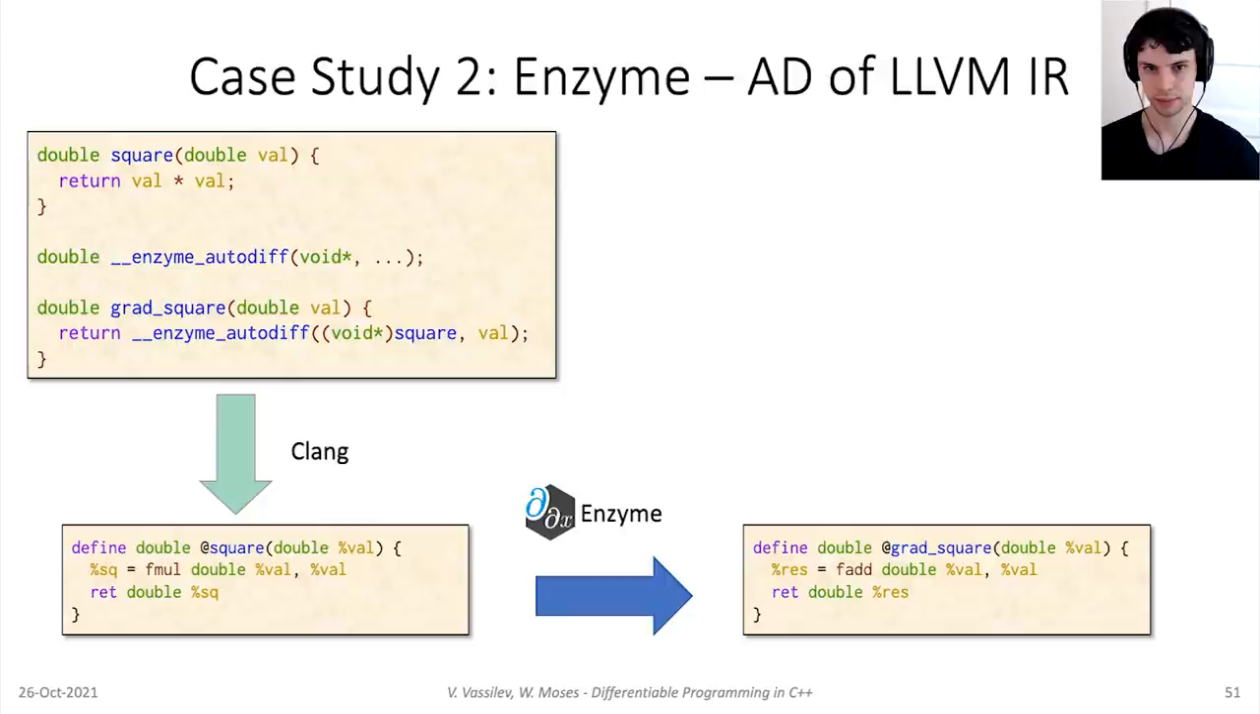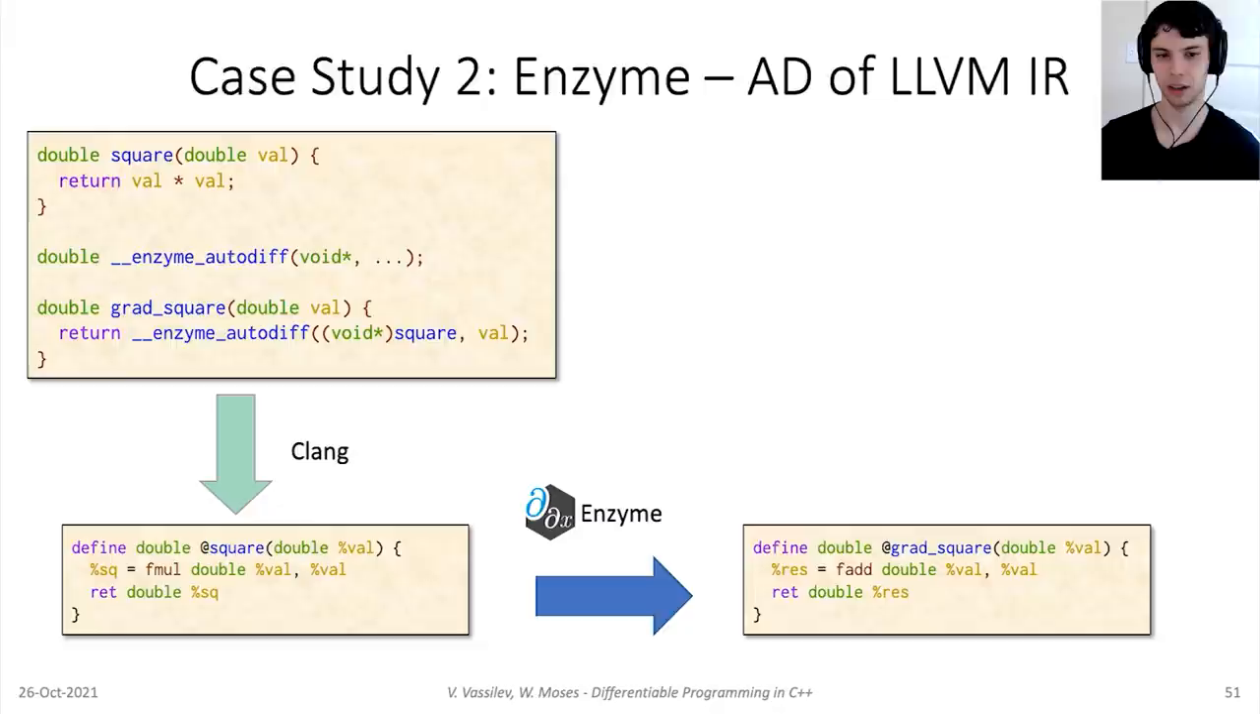So looking now at exactly how this works at a low level, let's take that same square example and see how we can call it with Enzyme. Once again, we have the square code at the top, and now we have this magic intrinsic function, Enzyme autodiff, which takes, in this case, a function pointer and whatever arguments you'd like. So we can define our grad square function to call the Enzyme autodiff function with the function we want to differentiate, followed by the arguments that we're differentiating with respect to.